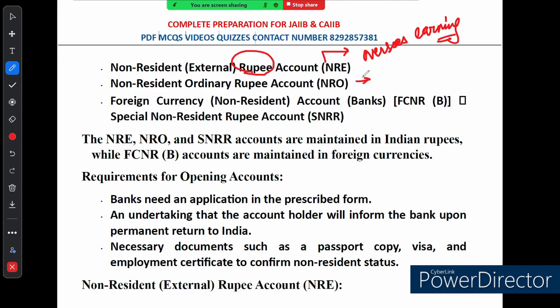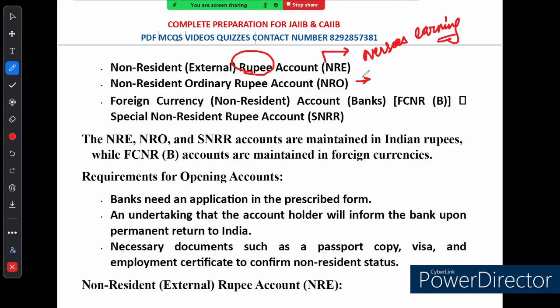The second is NRO account. See, NRO means non-resident ordinary rupee account. This one is a bit different from the NRE account. The purpose here is to manage income earned in India, such as rent, dividend or pension. Currency is similar to NRE account, that is Indian rupees. Repatriability, if we talk about, so the money in NRO account can be transferred abroad, but there are limits.